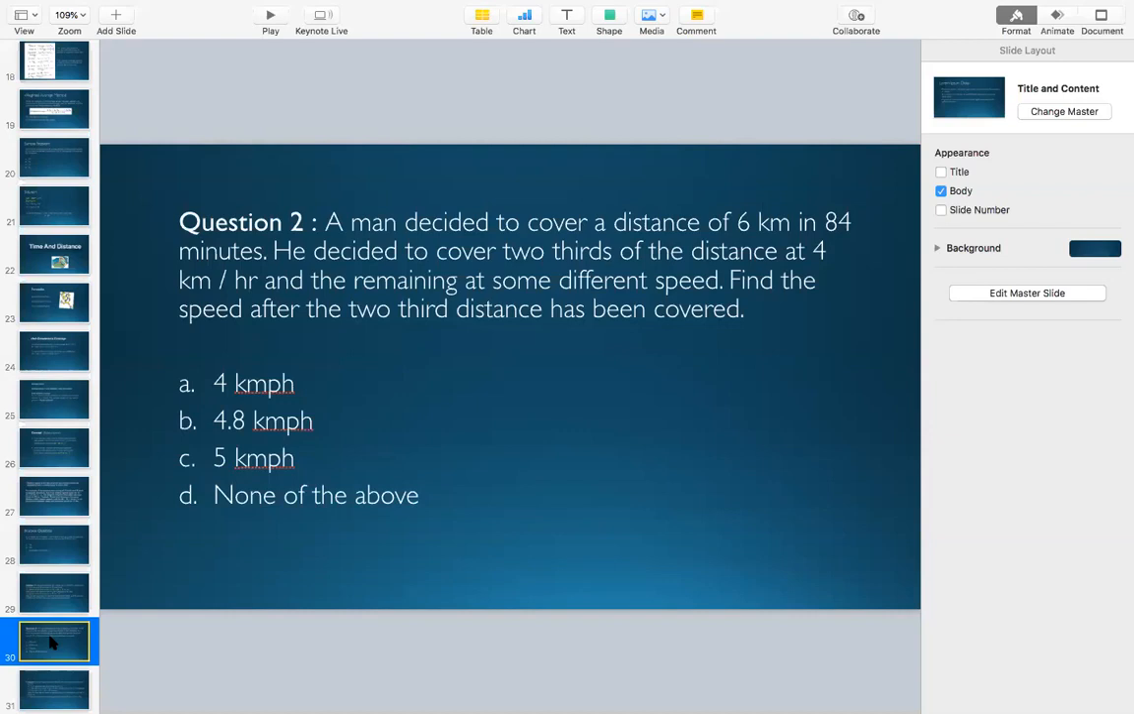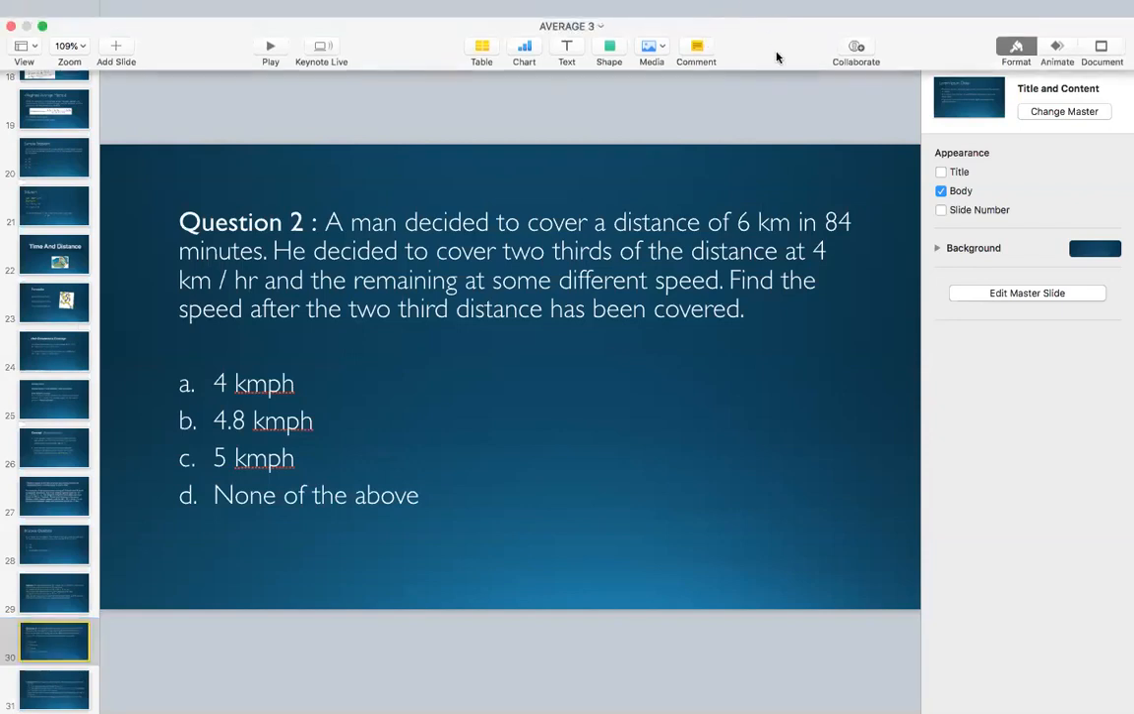The question was to find the speed after the two-third distance has been covered. So you need to find the speed where he will cover 2 kilometers in 24 minutes, right? So have you identified your mistake? Yeah, Shivam, the answer will be 5.